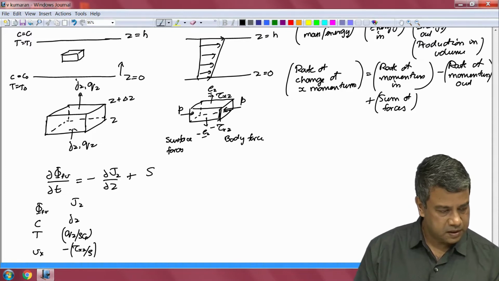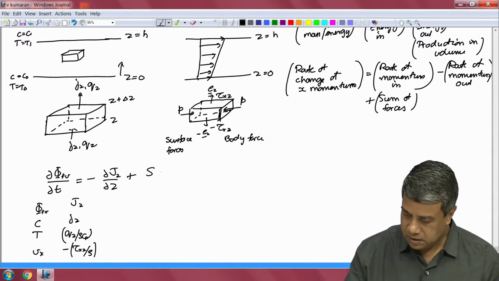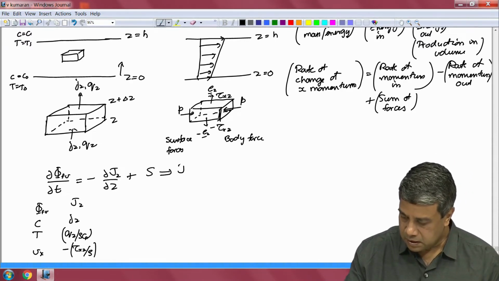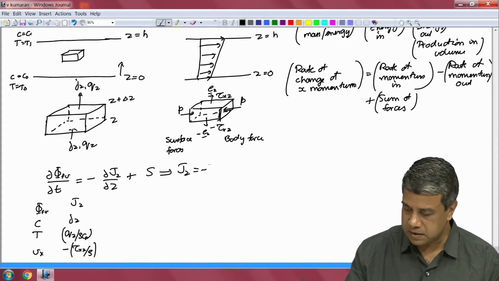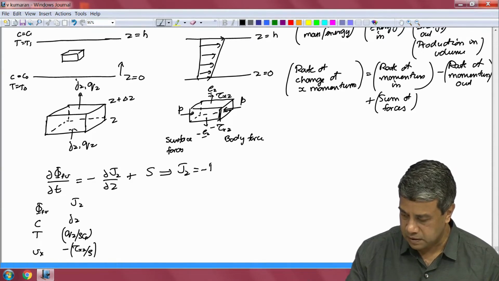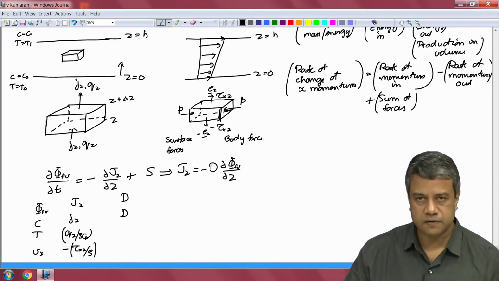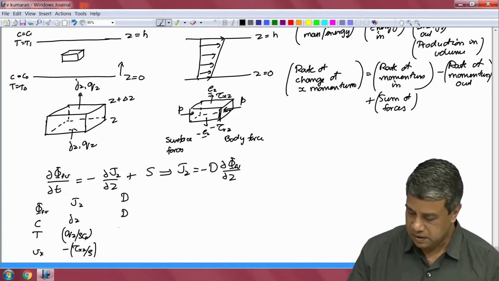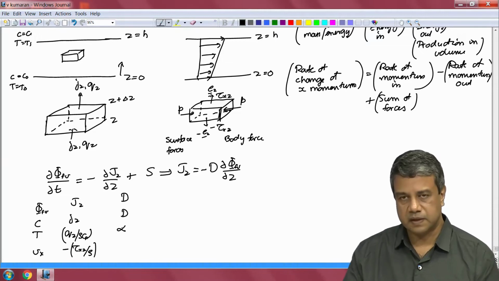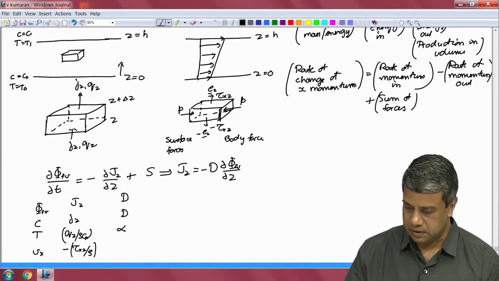And then I write Jz is equal to minus the diffusivity times partial phi Fv by partial z, where this diffusion coefficient is the mass diffusion coefficient for mass transfer, it is equal to the thermal diffusion coefficient for heat transfer.